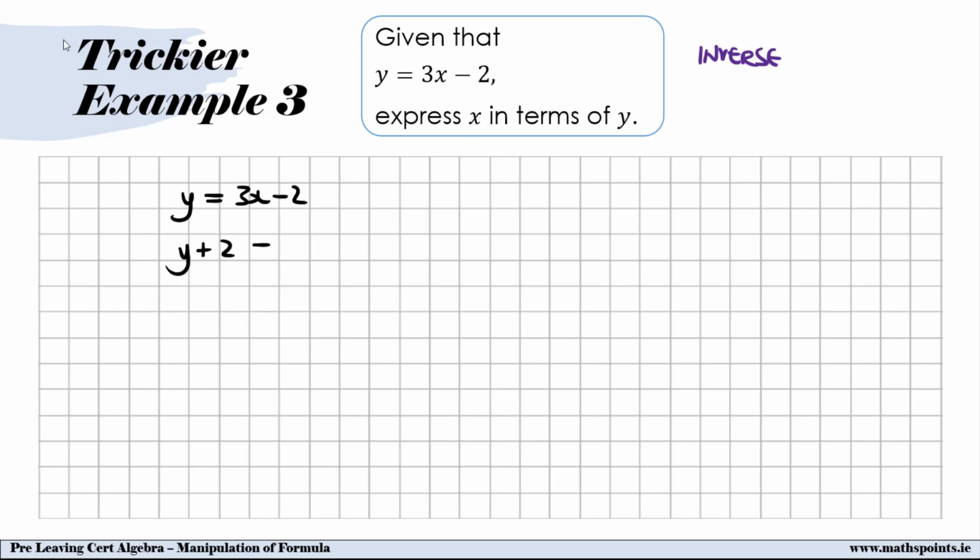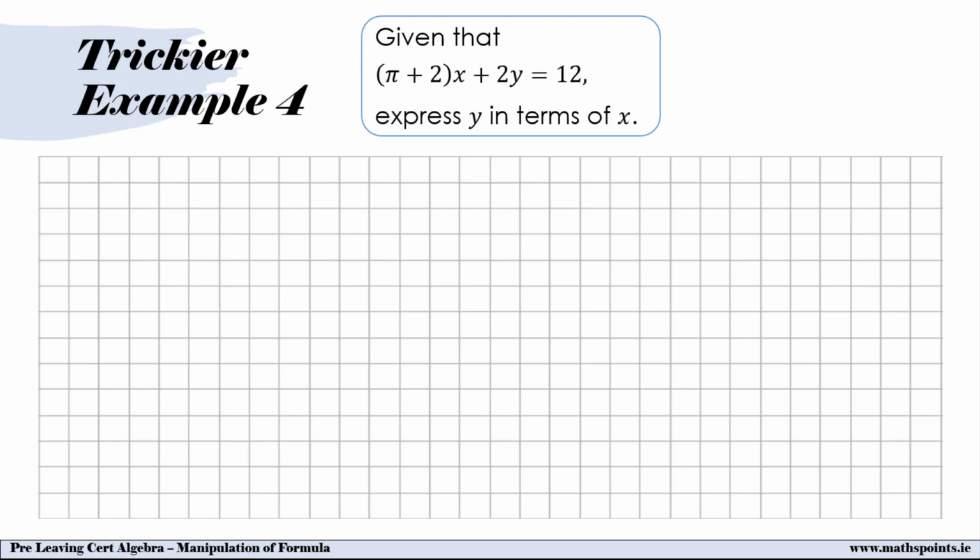So y plus 2 equals 3x. And then to get x on its own, I'm going to divide both sides by the number next to x, which is 3. So we get y plus 2 over 3 is equal to 3x over 3, which is just x. Okay, example 4 has again been taken from an area, perimeter and volume question, and we're told that pi plus 2 on x plus 2y is equal to 12, and we're asked to express y in terms of x.